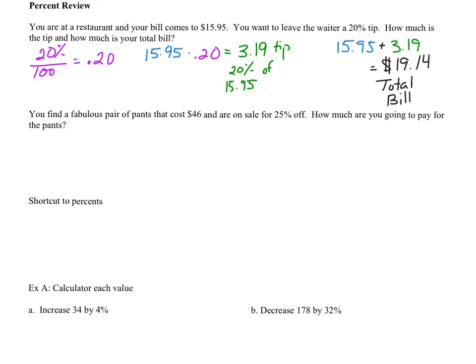Okay, so this next one, you find a fabulous pair of pants that cost $46 and they are on sale for 25% off. So we want to know how much are you going to actually pay for the pants. So I need to take my original cost and multiply it by 25%, which is 0.25. And that gives me $11.50. So that's how much I get to take off of my original price. So I'm going to take my 46 and subtract that $11.50, and that gives me $34.50. So that is how much you're actually going to pay for the pants. Okay.